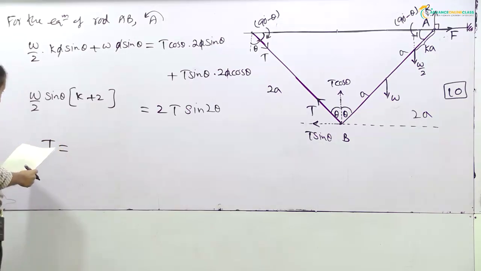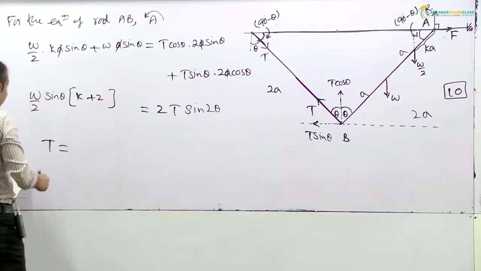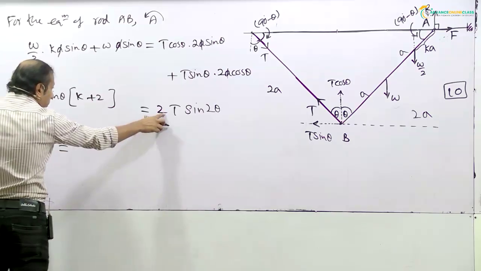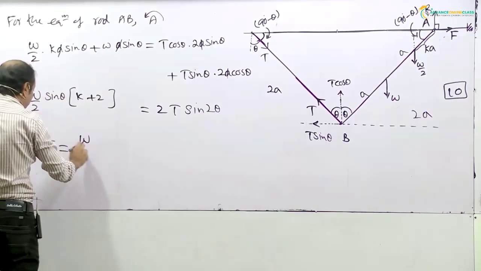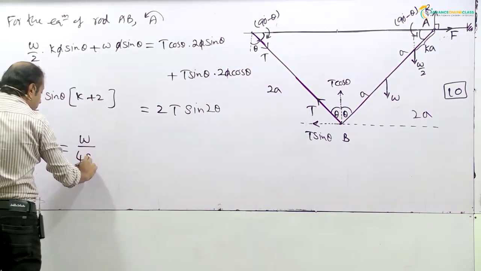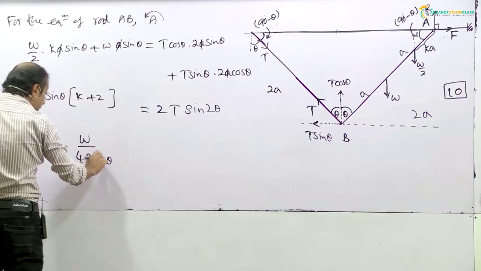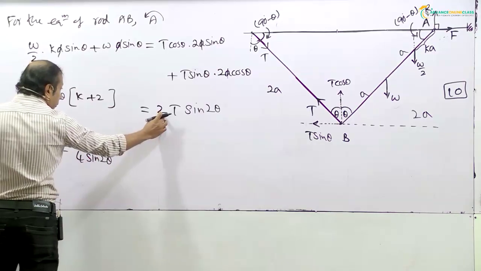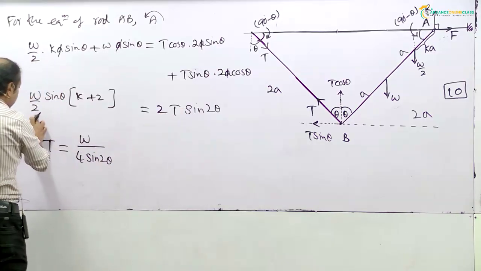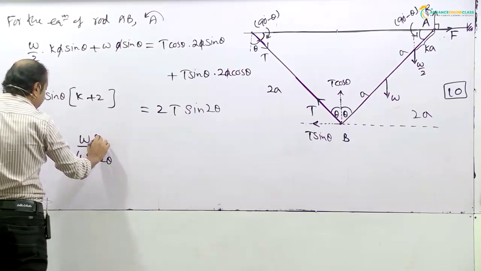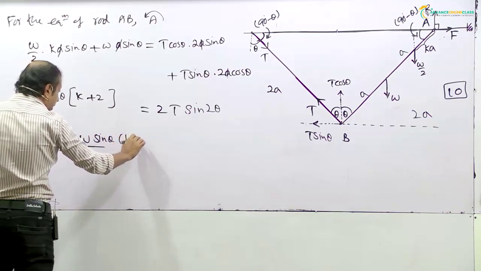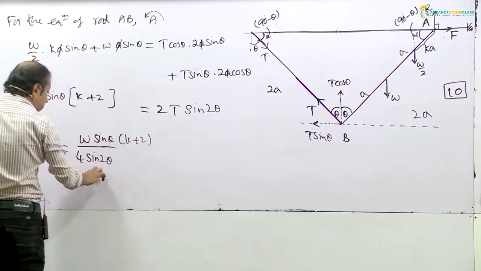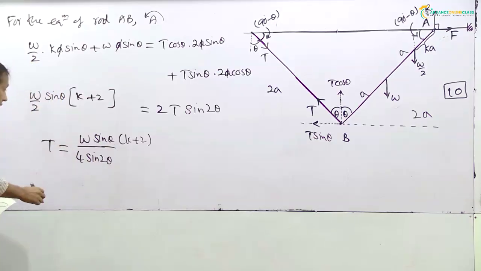T, you can write W by 4 sin 2 theta. Correct, no? This 2 sin 2 theta comes in here with this W sin theta, A plus 2 sin 2 theta. I can write 2 sin theta cos theta again.